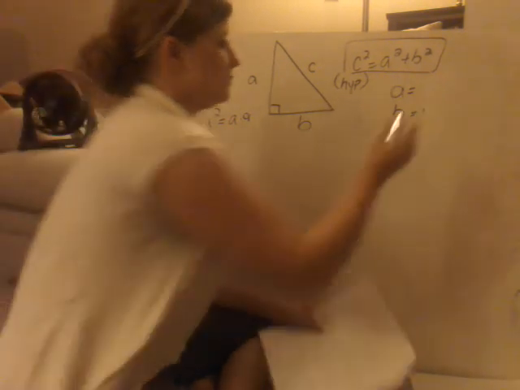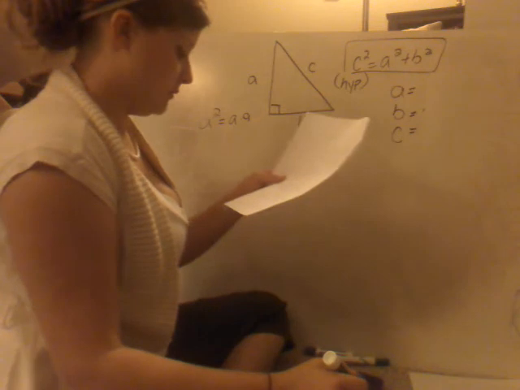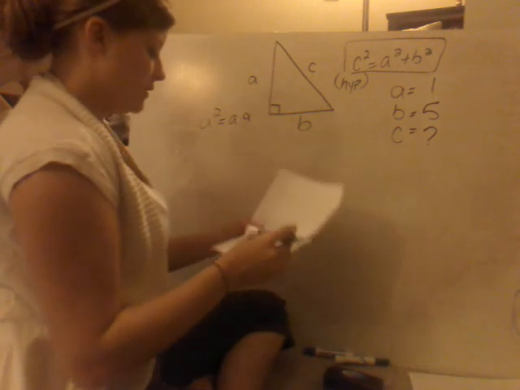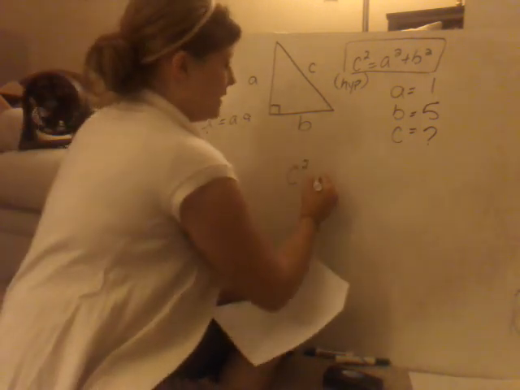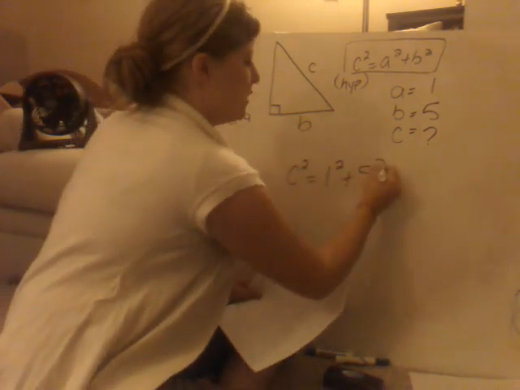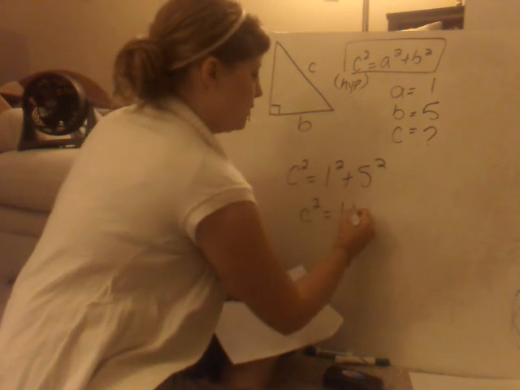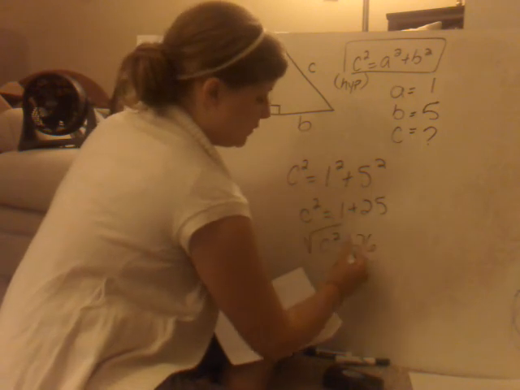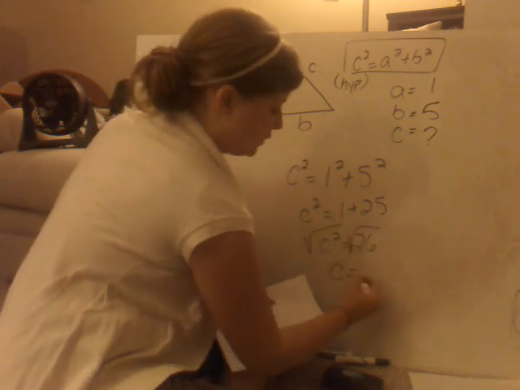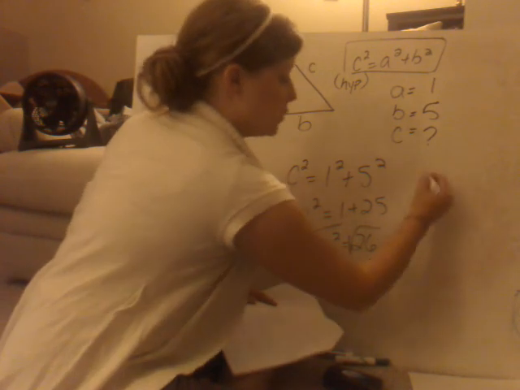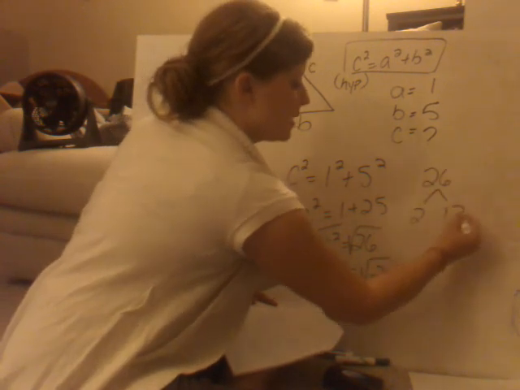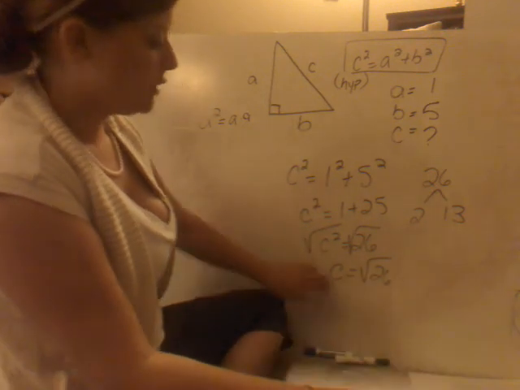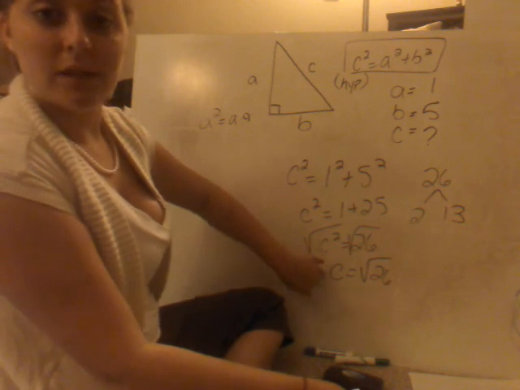21. I say that A is 1 and B is 5, and I'm looking for my hypotenuse again. So I have C squared is equal to 1 squared plus 5 squared. C squared is equal to 1 plus 25. C squared is equal to 26. I take the square root of both sides. C is equal to the square root of 26 because 26 is 2 times 13. And those are the only two numbers I can go in there, and I can't break those down anymore. So 21 is the square root of 26.